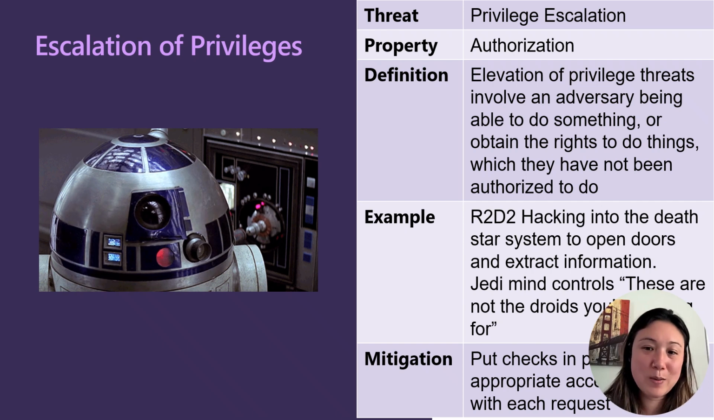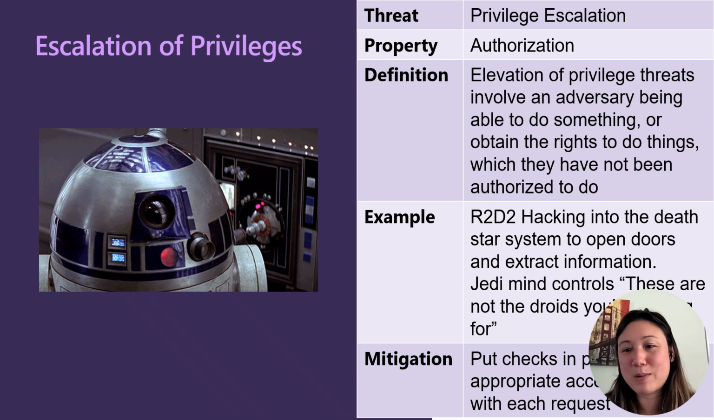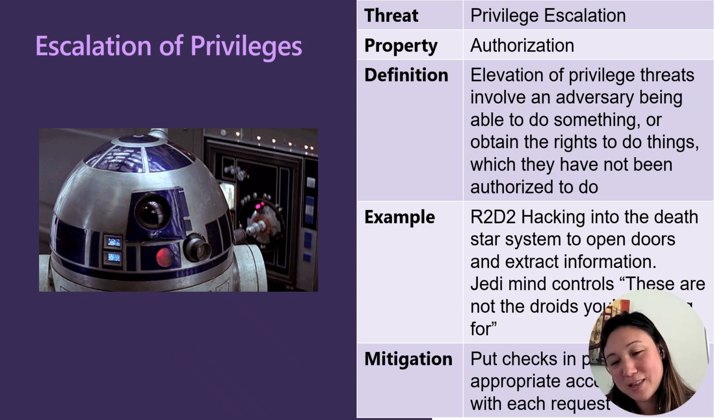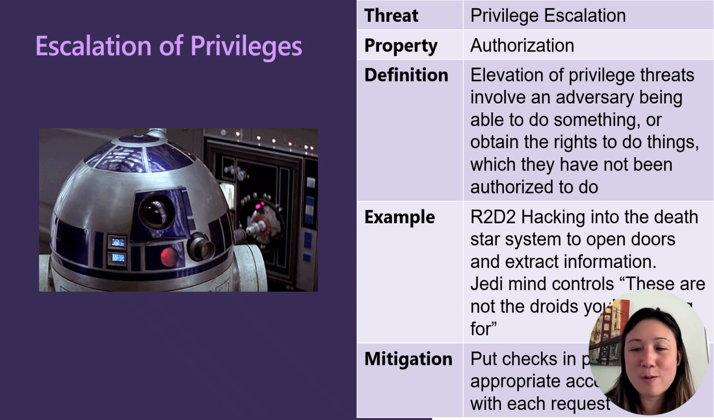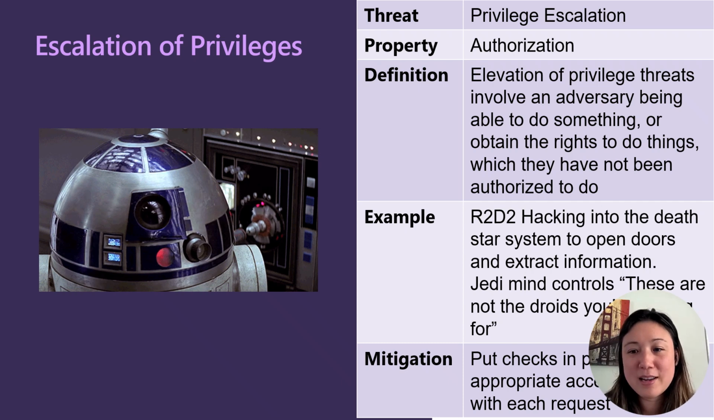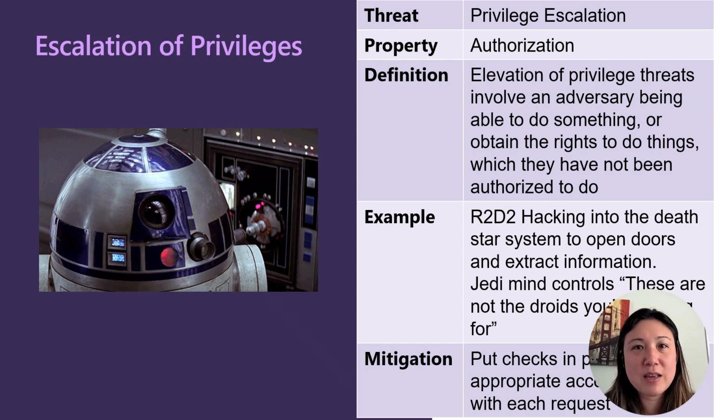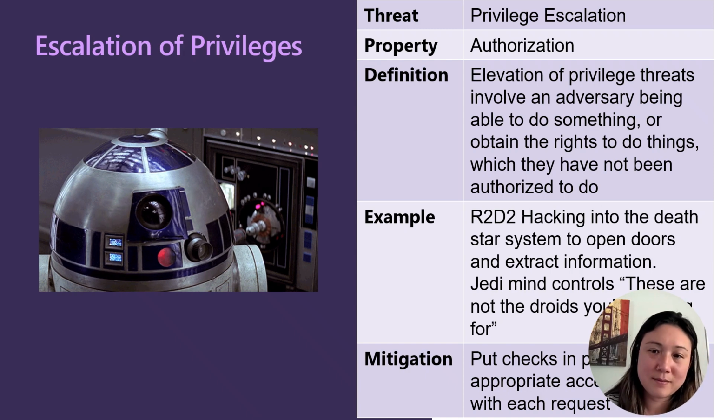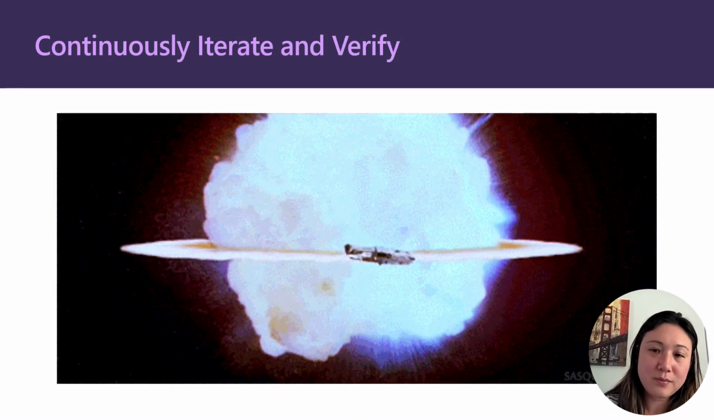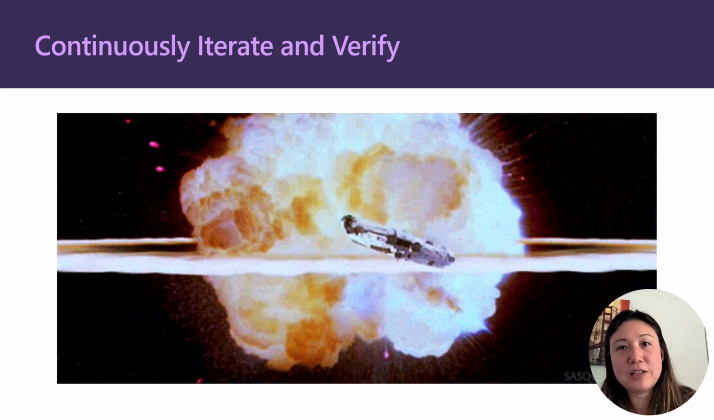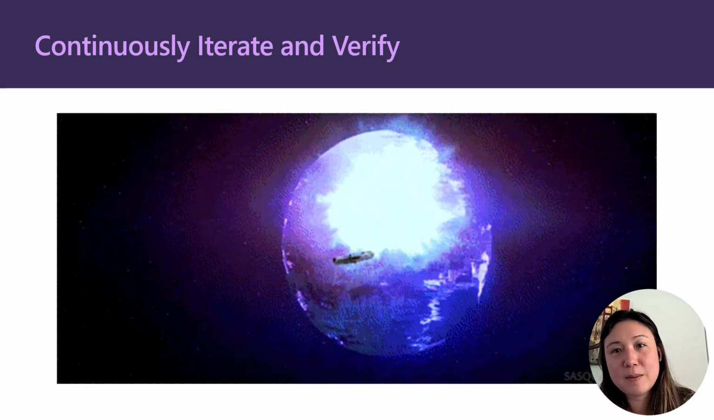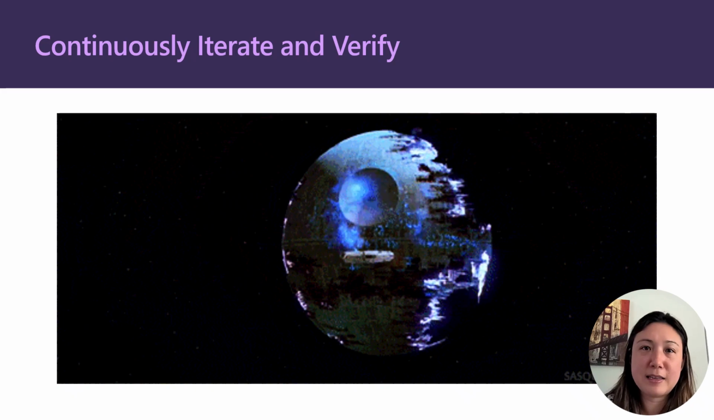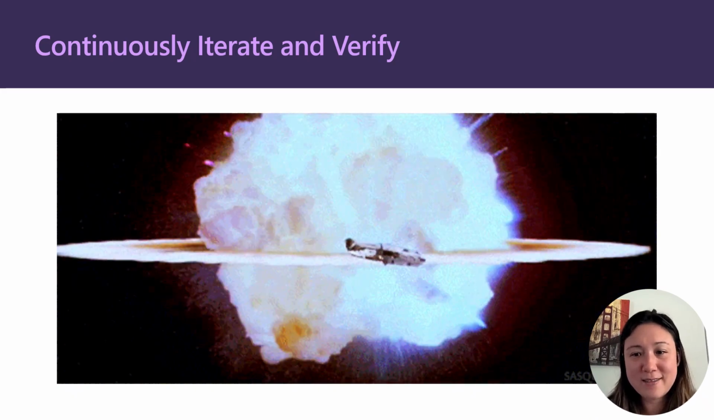A lot of droids do it in the Star Wars universe. They seem to just be able to plug in and get any kind of information they need, the map of the whole system, and it can open doors. Now, a mitigation against this can be to put checks in place to verify appropriate access levels with each request. And last but not least, we want to continuously iterate your threat models. Sometimes a small opening is all that is needed to cause great destruction.